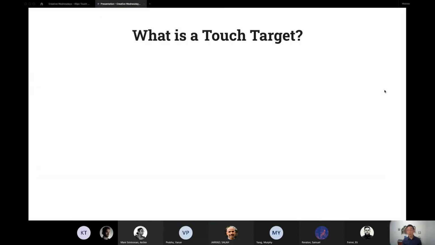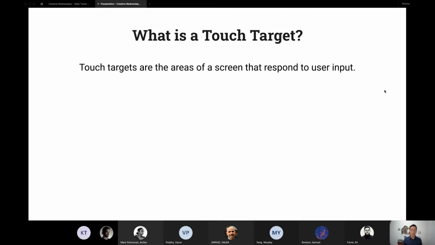Where did this all come about? Or first of all, let's talk about a touch target. For those who are not familiar, we're going to define touch targets as areas of a screen in our digital world that respond to a user input. And we can break up touch targets into two different categories or two different ways of thinking.